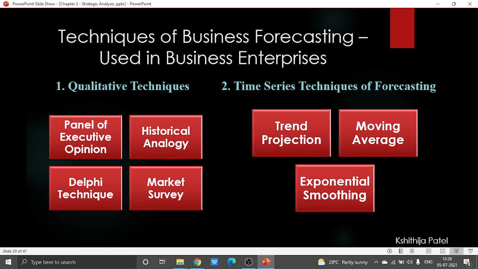Then we have the Delphi technique. Now this Delphi technique is another judgmental technique. What happens is that it normally takes into consideration a panel of experts, and a poll is done, and thereby it gathers the opinion of all these experts on the specific topic.